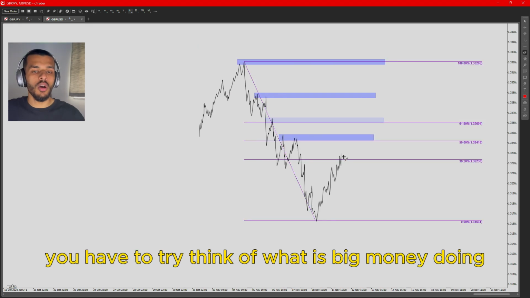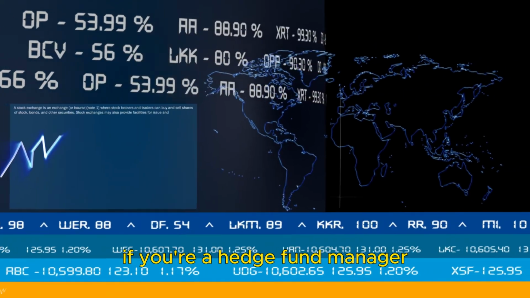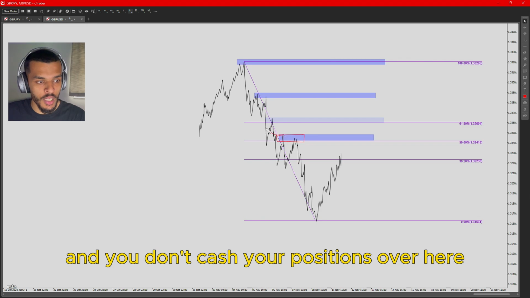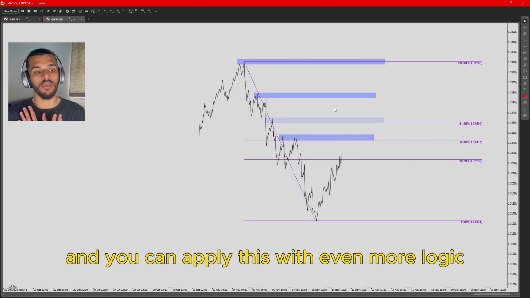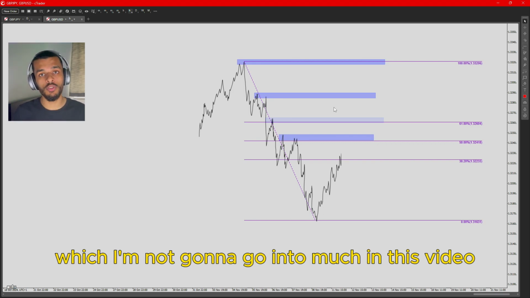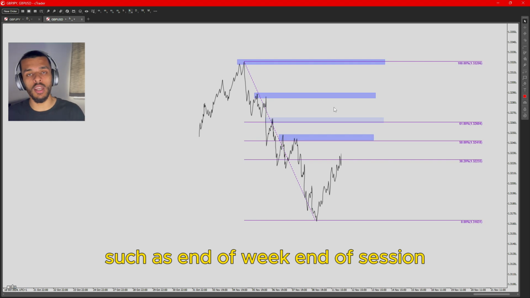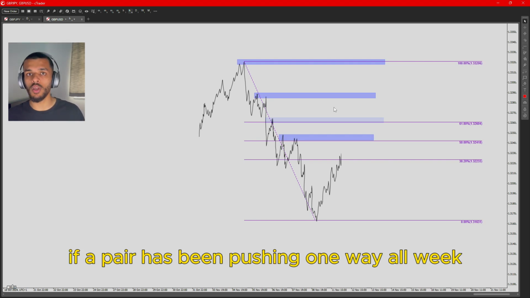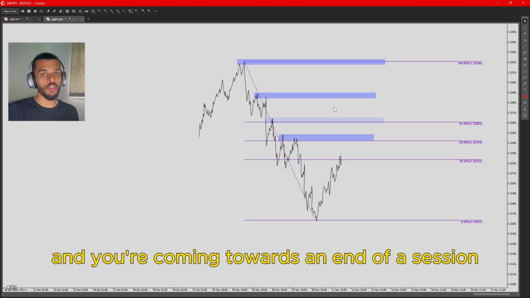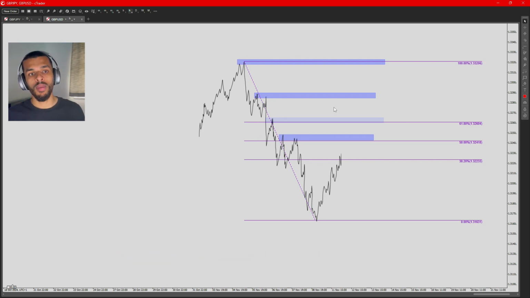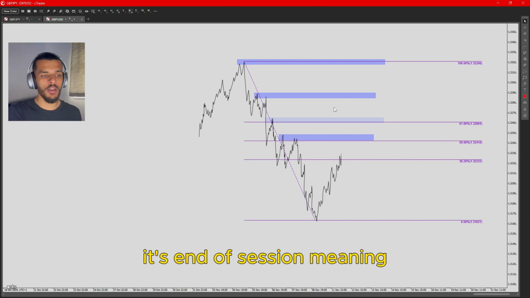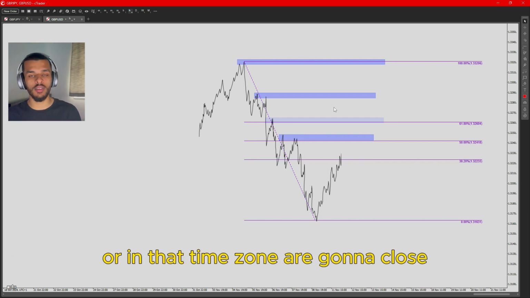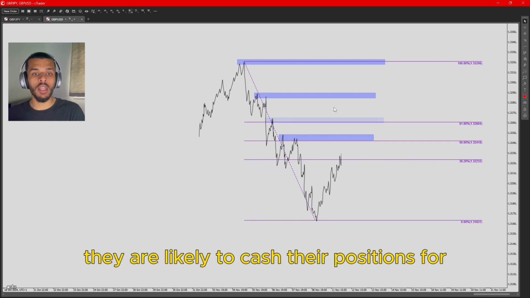You have to try think of what is big money doing. If you're a hedge fund manager and you don't cash your positions over here, it'd be stupid not to cash it over here. And you can apply this with even more logic, which I'm not going to go into much in this video, such as end of week, end of session. If a pair has been pushing one way all week and you're coming towards an end of a session and price comes to a technical zone, the odds of a pullback at the end of the week are higher, because if you apply that logic, it's end of session, meaning banks around the world or in that time zone are going to close. They are likely to cash their positions for over the weekend.